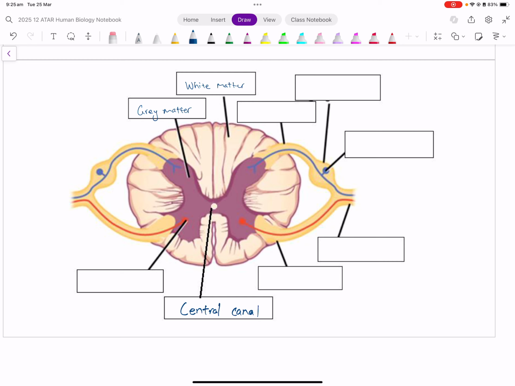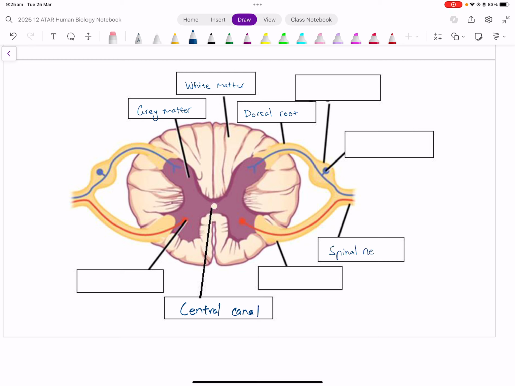Now, as we look towards the right, you'll notice that we have this blue nerve running into the spinal cord itself. And this nerve has its cell body located outside of the spinal cord. Now, this nerve is actually on the dorsal side, so towards the back, towards the posterior, and this is what we know as the dorsal root. It's the dorsal root of what we refer to as the spinal nerve.